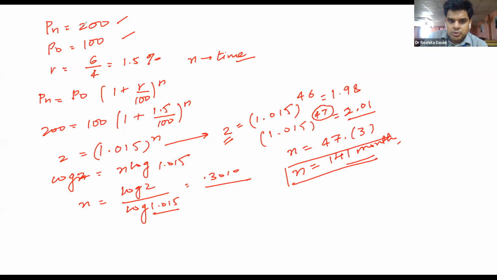So I'm repeating the solution. She wants her money to double. So amount is 200, principal, she was investing 100. So principal was 100. Rate was quarterly, so I divided by 4 to get the rate 1.5. And then I used this formula to find n and multiplied by 3 to get the answer. Any doubt in this solution?